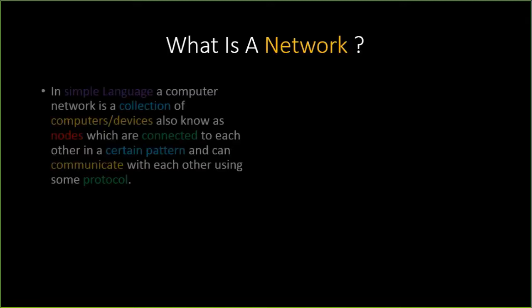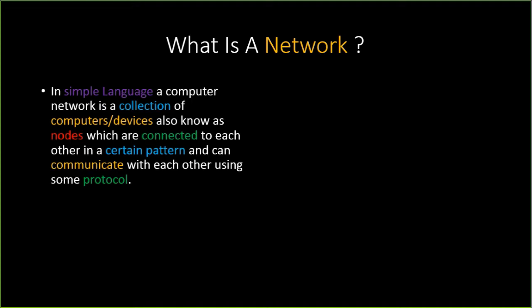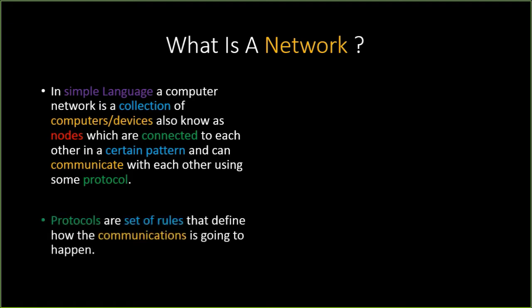So what is a network? In simple language, a computer network is a collection of computers and devices. That means laptops and desktops, and devices like routers, switches, hubs and other network peripherals, which are connected in a certain pattern. Here, patterns means the topologies, maybe bus topology, ring topology, star topology, and they communicate with each other using protocols. That means we are using some protocols, TCP/IP, and the main routing protocol is EIGRP. Protocols are a set of rules that define how communication is going to happen.